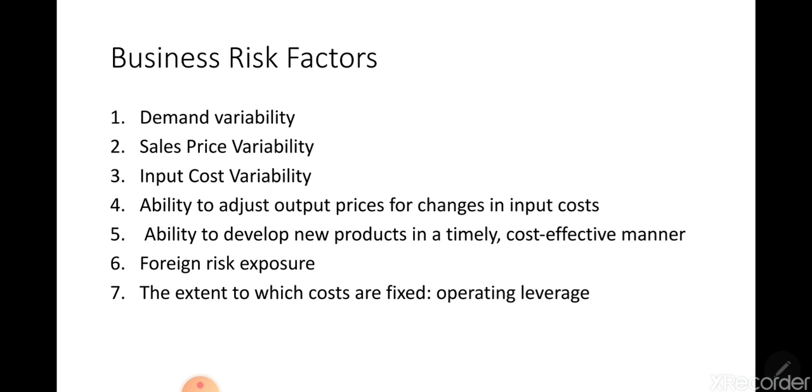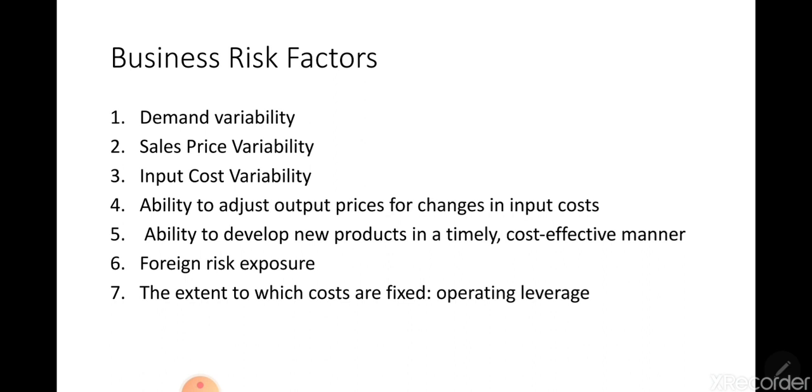Then the 6th point is foreign risk exposure. So foreign risk exposure is there if you are operating internationally. Then of course exchange rate risk will also have an influence, and also even the political stability of that market. For example, if an international business is coming to Pakistan, they will think about the political situation in Pakistan, whether there are strikes in the country, and what are the power dynamics in the country.